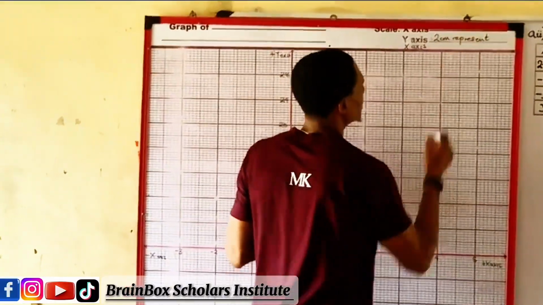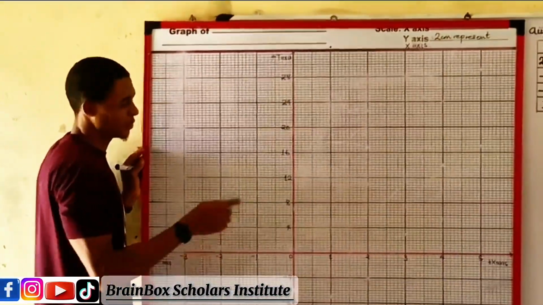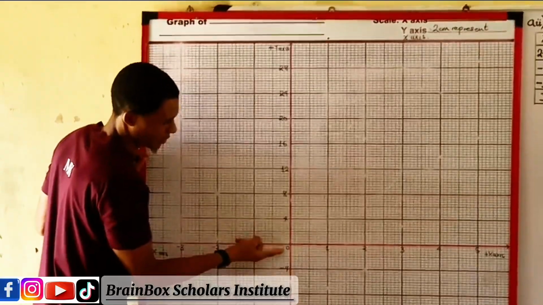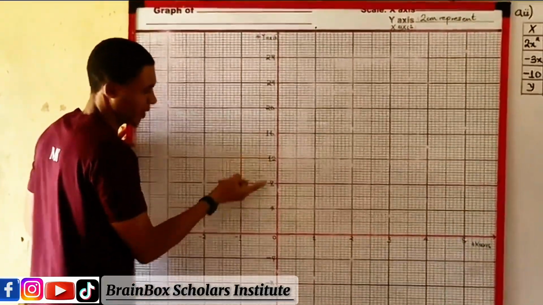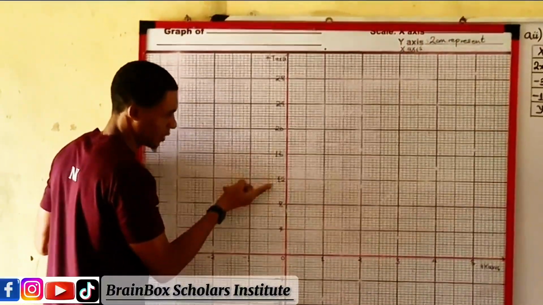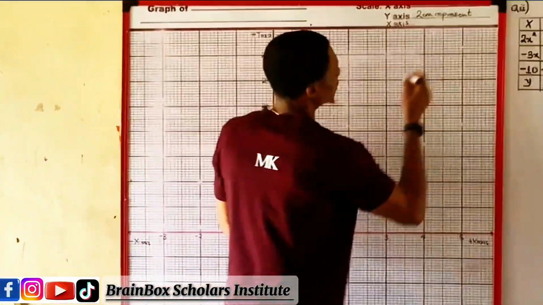Now let's take the units here. How many unit difference? 4 minus 0 is 4. 8 minus 4, 12 minus 8, 16 minus 12. And they have 4 unit difference, right? So now move on.